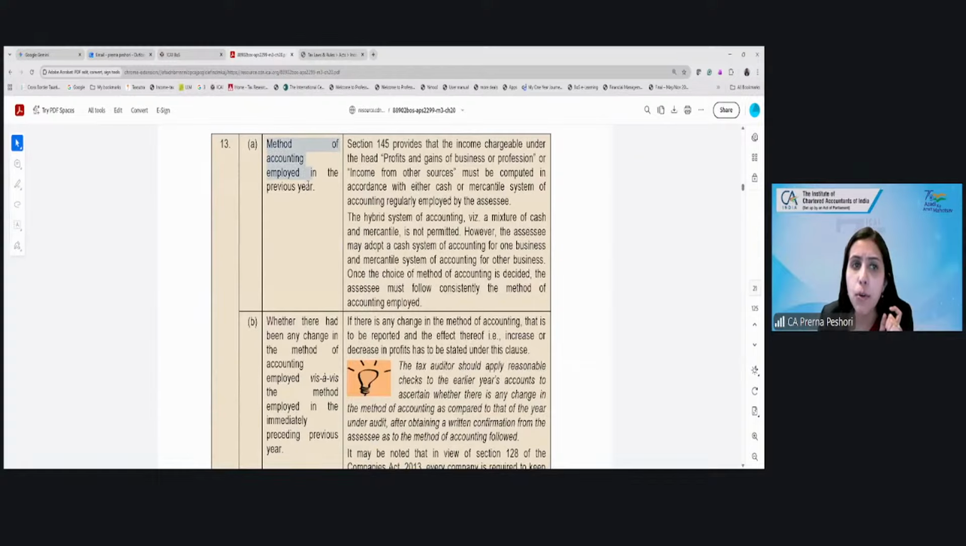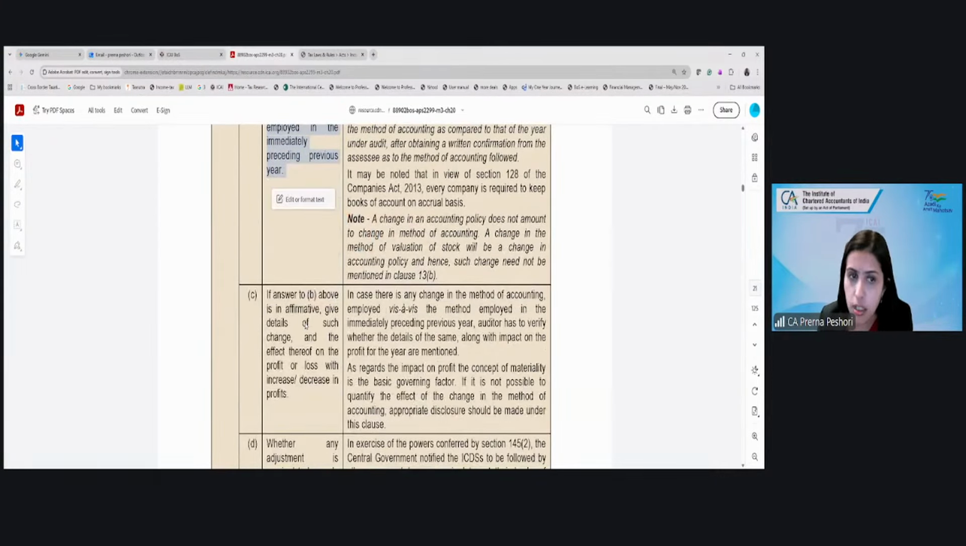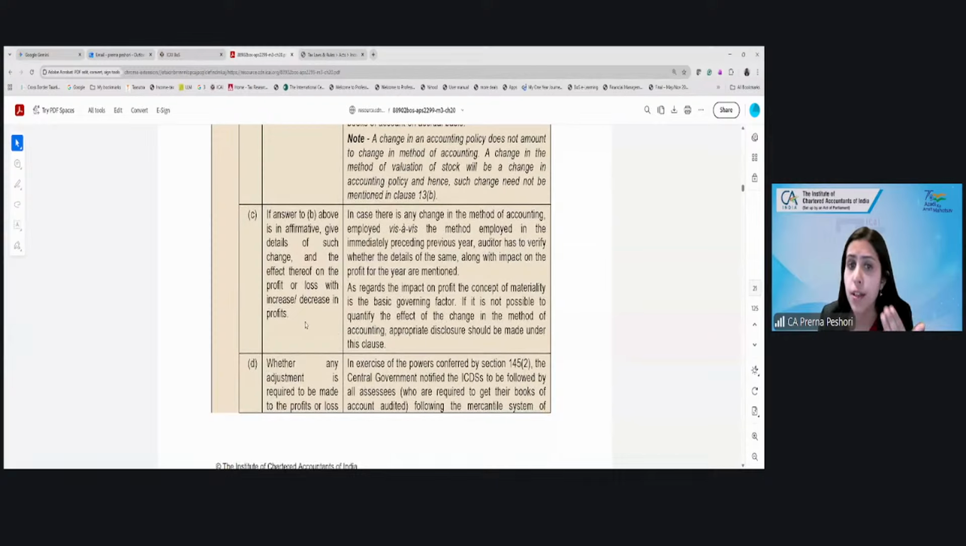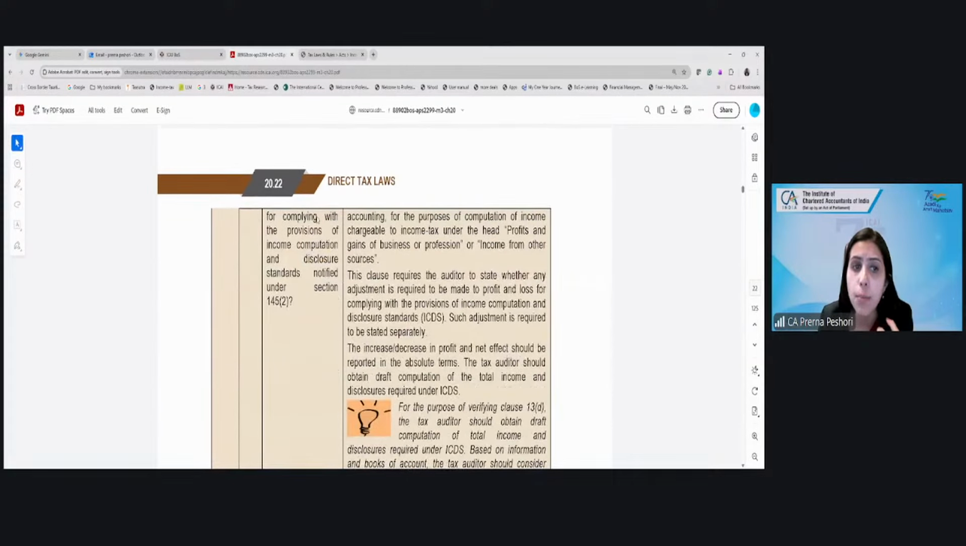Method of accounting employed in the previous year. This is very simple, whether it was cash or accrual. Whether there has been any change in the method of accounting vis-a-vis the method employed in the immediately preceding previous year. So you should put about that. What are the reasons for change and what is the effect on profit and loss? Whether any adjustment is required to be made to comply with the provisions of the ICDS.